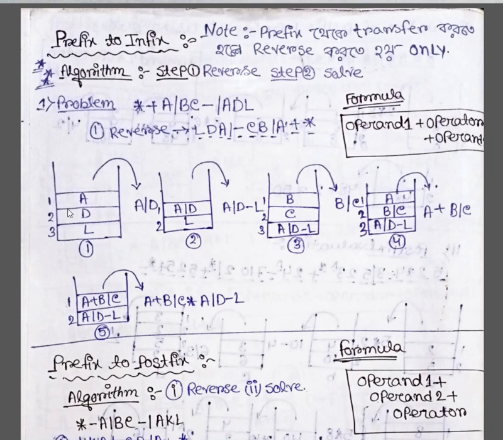So we draw a stack here, and we all know that a stack follows the LIFO principle. LIFO means last in, first out. So the element that is present at the last will be popped out first. Last in, first out. So here A came last, so it will be popped first.